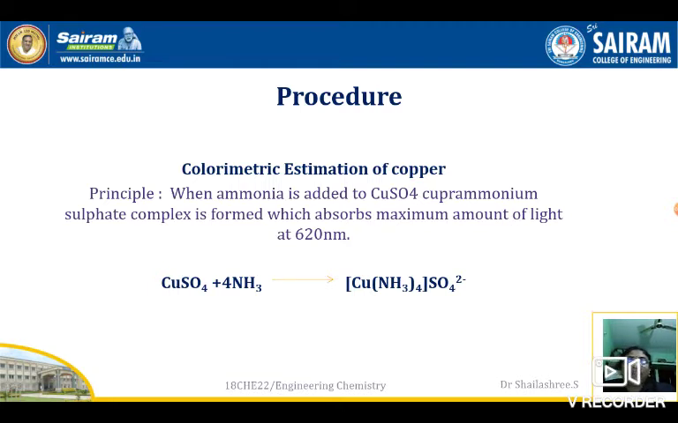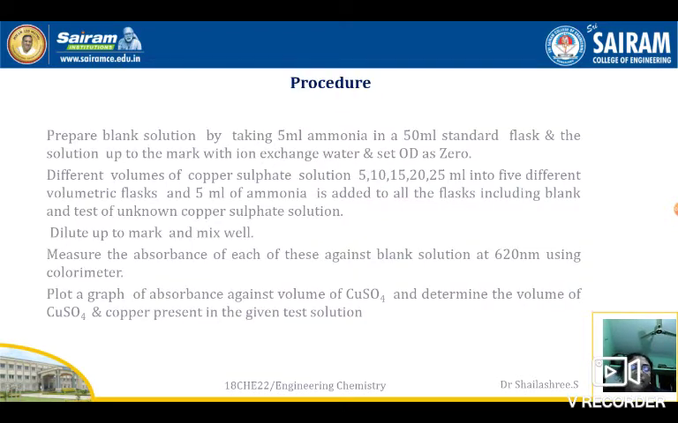Why at 620 nm? Because at 620 nm it absorbs maximum amount of light. Please remember. And also the question asked here will be, what is the complex formed when you add ammonia to copper sulfate? The name of the complex is cuproammonium sulfate, which absorbs maximum amount of light at 620 nanometers.